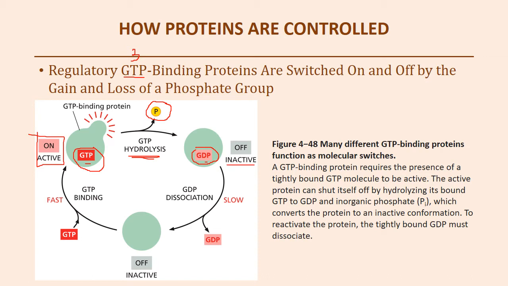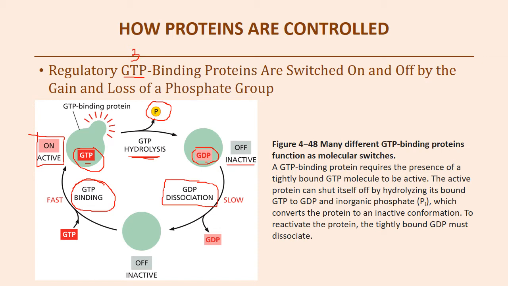So notice right here on my chart, in order for me to go from off to on, the first thing I'm going to require is for my GDP to dissociate, meaning that it needs to go away. This tends to be a rather slow process. And then the second thing that needs to happen is that we need to find another GTP molecule and get it to bind to the protein.